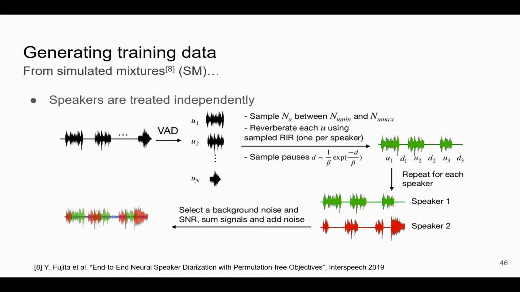In that sense, the original work of end-to-end neural diarization proposed these simulated mixtures, which is very similar to what is done for source separation, another task where you have recordings of 2 different speakers, you mix them, and the model needs to separate them. So they did something very similar, just adding some turns here and there.